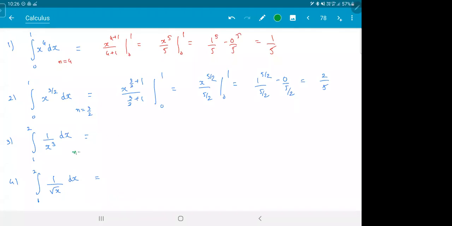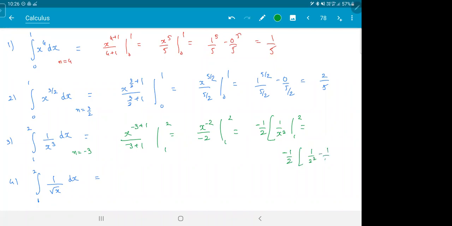This is n is minus 3. So x power minus 3 plus 1 by minus 3 plus 1, limits 1 to 2. So that's x power minus 2 by minus 2, 1 to 2. So take out minus half common, you end up with 1 by x square, 1 to 2, which is minus half into 1 by 2 square minus 1 by 1 square. That is 1 by 4 minus 1, that's minus 3 by 4, so 3 by 8.